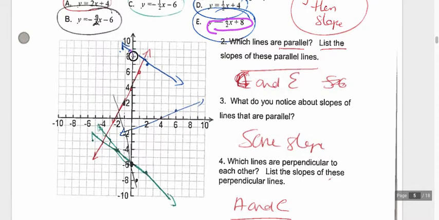I'd go down 1 over 2 for my next spot. Okay, my rise is minus 1, and my run is 2. Connect the dots, and I get this blue line, and that's E. And if I had done this guy over here, C is this one in green.